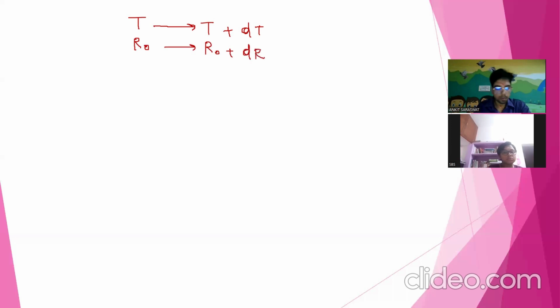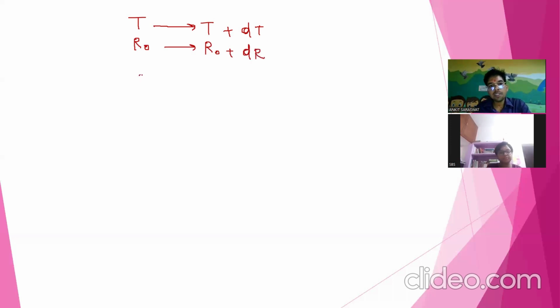Qualitatively we have learned, but today I am going to explain quantitatively how to find the resistance value if we increase the temperature. Clear? I am not giving you the direct formula, but I am telling it simply. For example, if the temperature is initially T and I increase the temperature by dT, then at temperature T, resistance is R naught. If we increase the temperature by dT, then resistance becomes R naught plus dR. Clear?